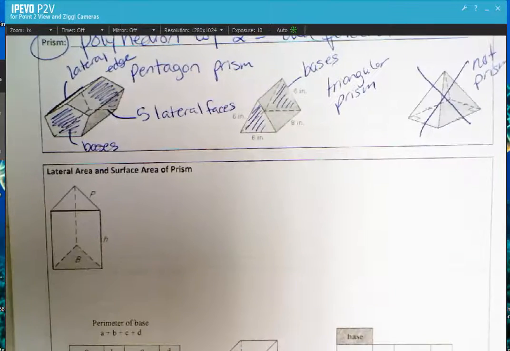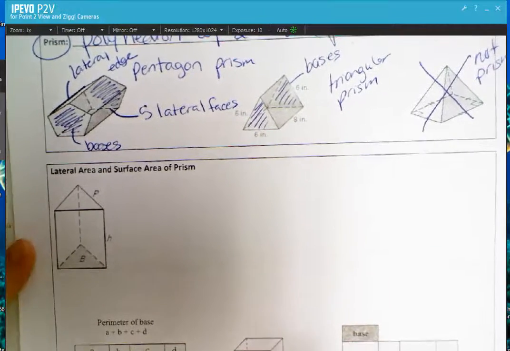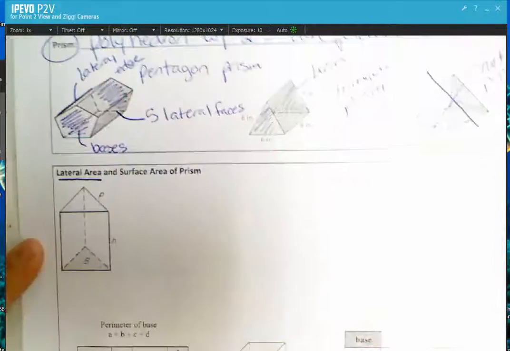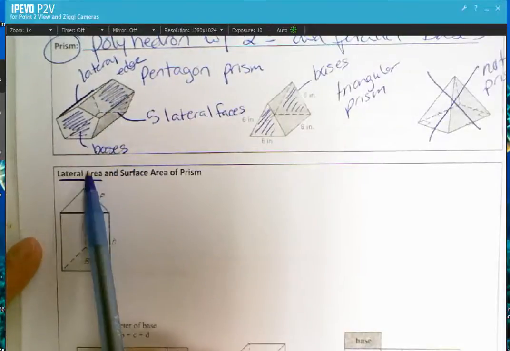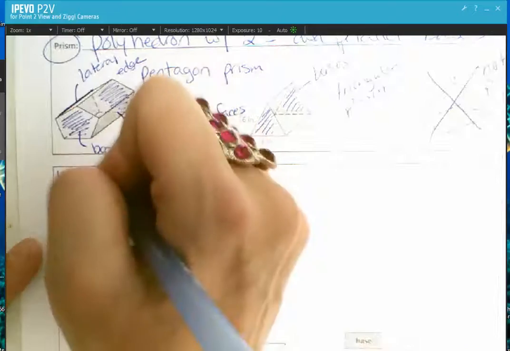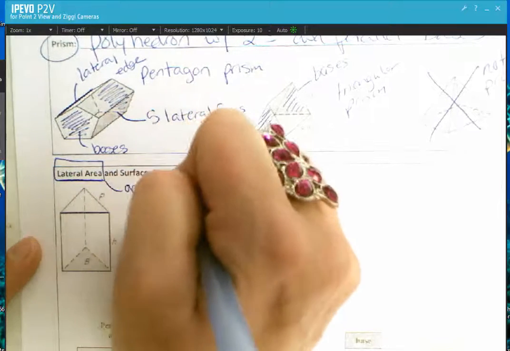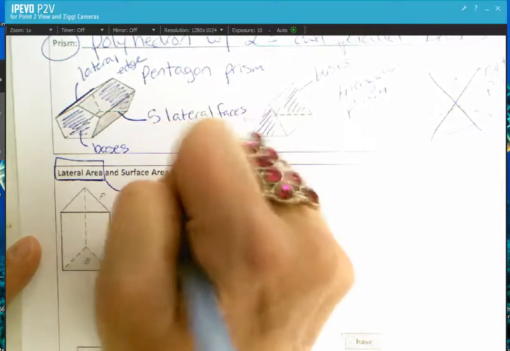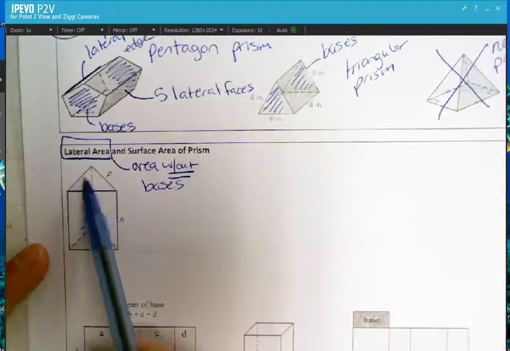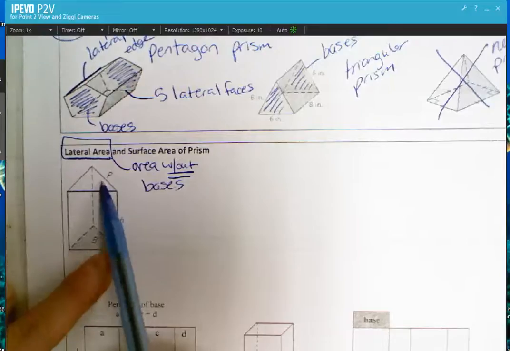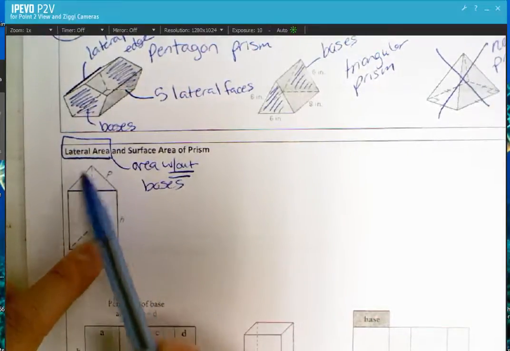Okay, so we've got a couple pieces that make up surface area. Lateral area, since these are my lateral sides or lateral faces, is just the area without bases. So it's when I am looking all around this three-dimensional figure and not including the area of the bases. So it's just the side figures.